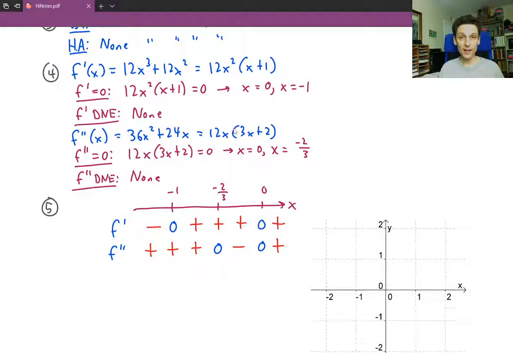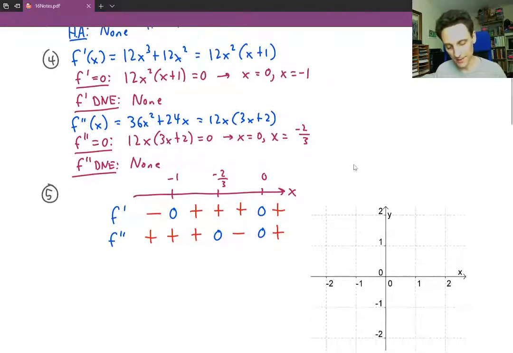Okay, now we have the signs for the first and the second derivative. Before we get into the sixth step of finding local maxes and local mins and inflection points, let's go ahead and figure out what this sign analysis that we just did is telling us. What is that telling us?